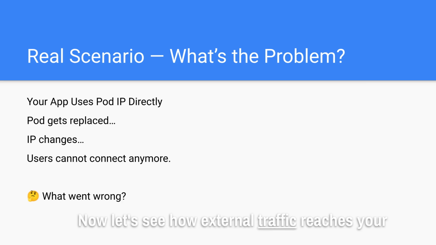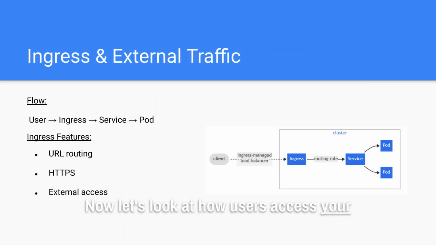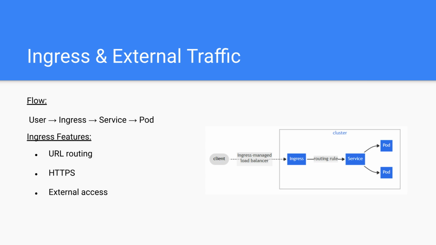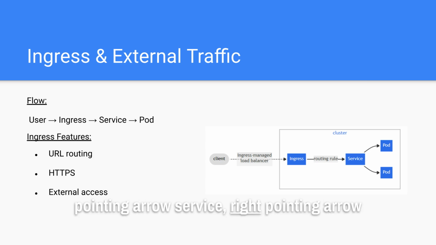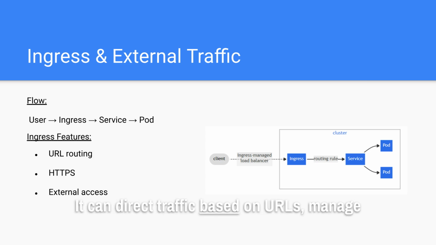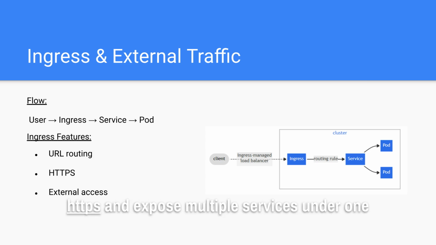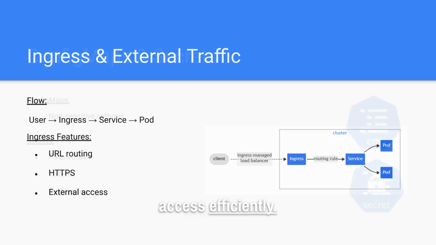Now let's see how external traffic reaches your application using Ingress. Now let's look at how users access your application from outside the cluster. Traffic usually follows this path: user to Ingress, to service, to pod. Ingress acts like a smart router. It can direct traffic based on URLs, manage HTTPS, and expose multiple services under one domain. This helps organize and control external access efficiently.